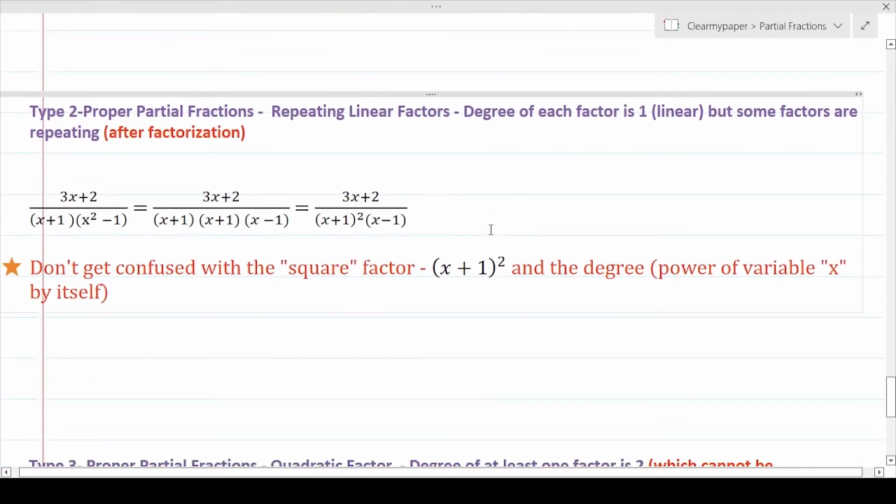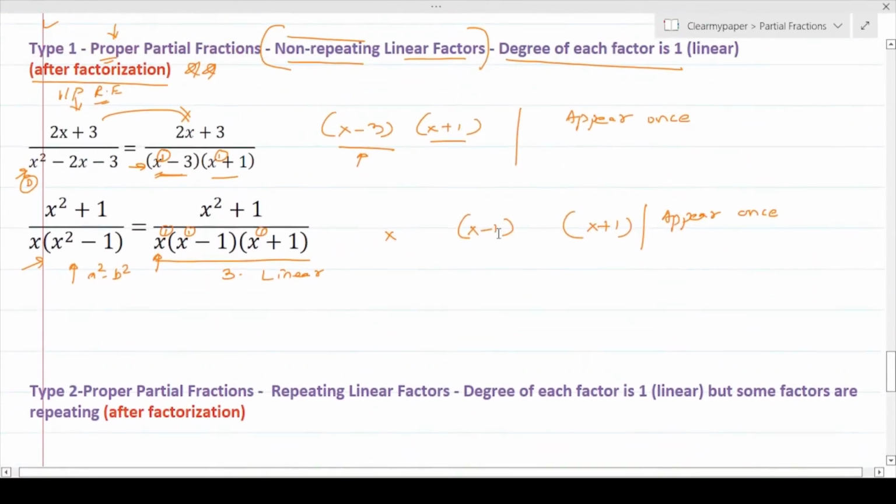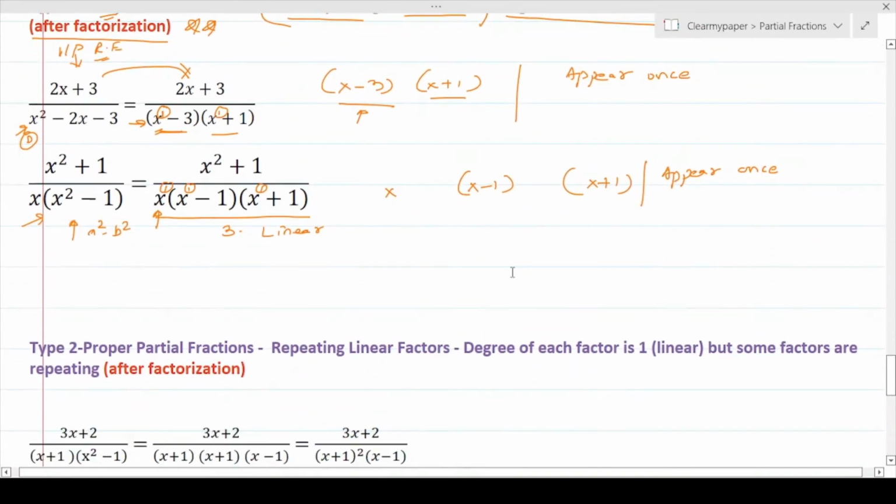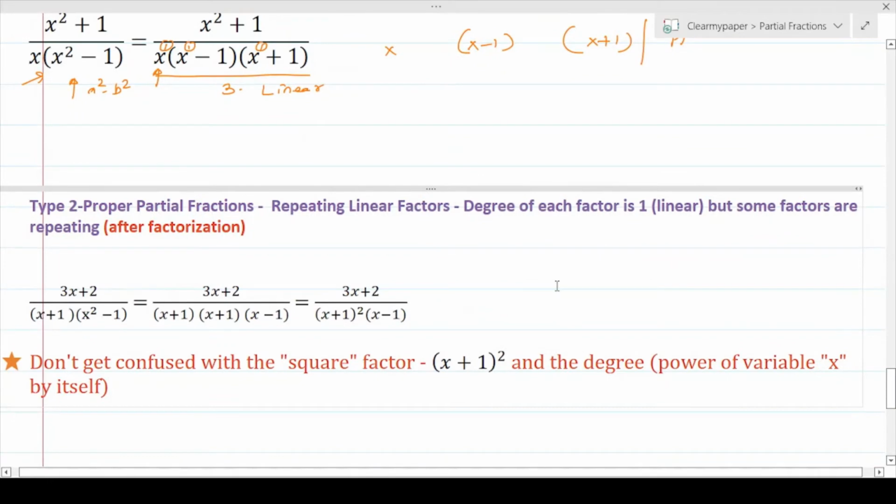In type 2, it's exactly similar to type 1, but instead of non-repeating, it could be repeating in nature. So what is type 2 of proper partial fractions? They are repeating linear factors. What does it mean? Let's take an example. In this case, at the bottom, there is one linear factor and one quadratic. But as always, we need to check if any of these expressions can be factorized or broken down into simpler terms.